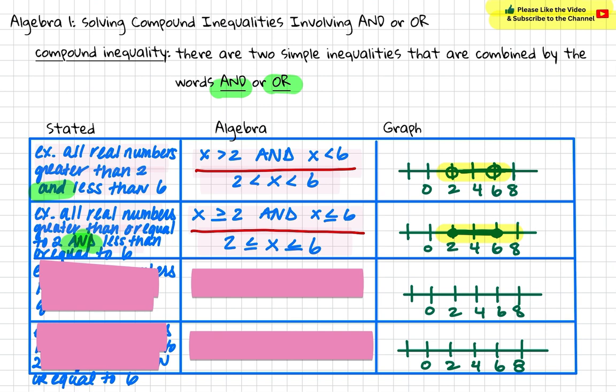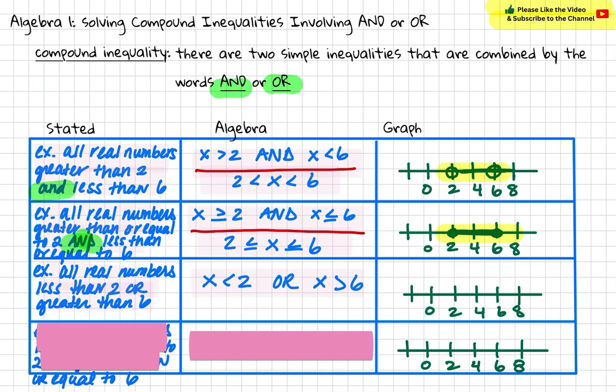Third example is all real numbers are less than 2. Now this is different. It says or greater than 6. Algebraically, when we write it down, this is how it's going to look. X is less than 2, or it's greater than 6. Let me highlight a few things here. This time we're talking about or.